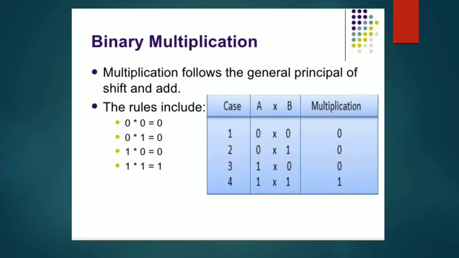Next is binary multiplication. Binary multiplication is similar to decimal multiplication. It is simpler than decimal multiplication because only zeros and ones are involved. There are 4 rules of binary multiplication: 0 into 0 is 0, 0 into 1 is 0, 1 into 0 is 0, and 1 into 1 is 1. We revise it once again: 0 into 0 is 0, 0 into 1 is 0, 1 into 0 is 0, and 1 into 1 is 1.